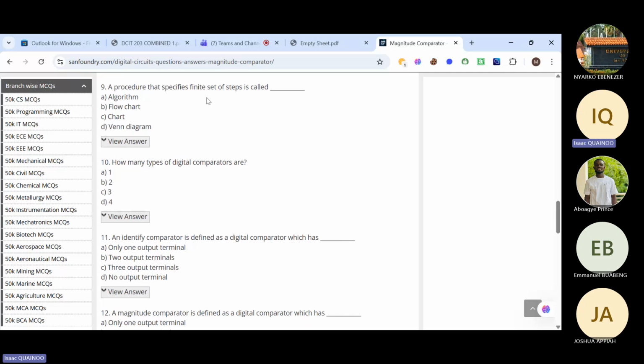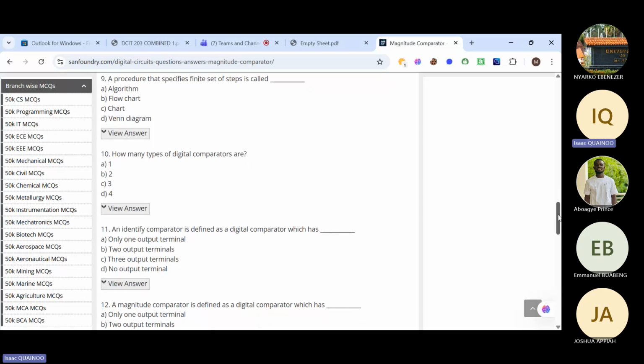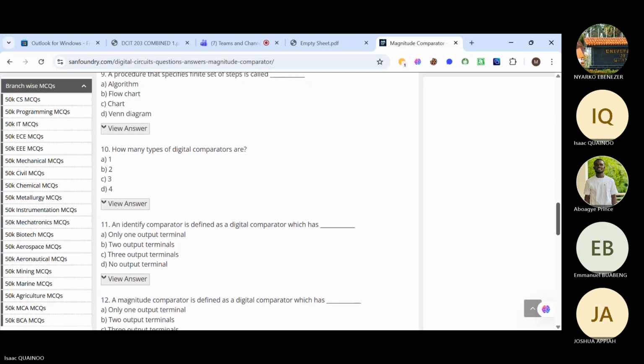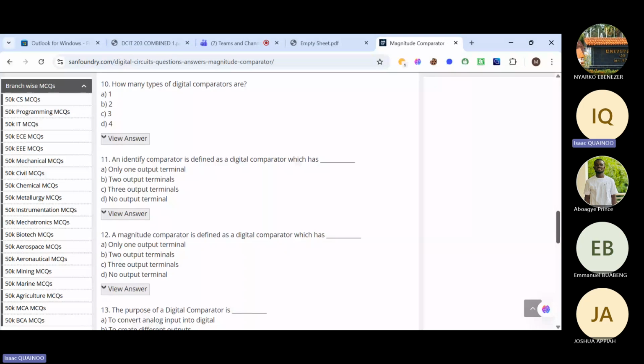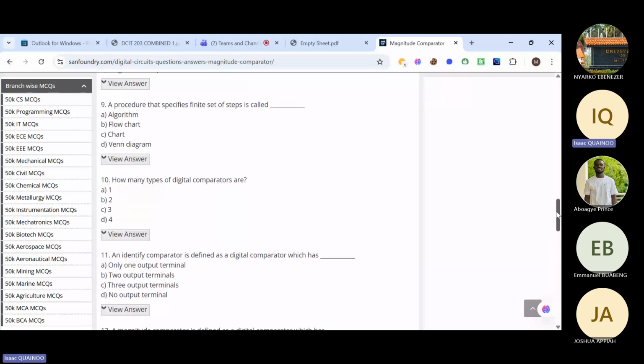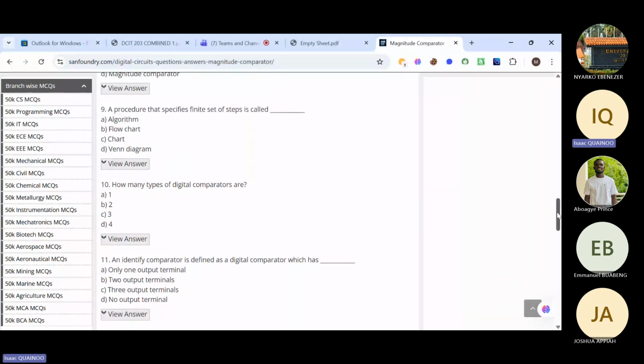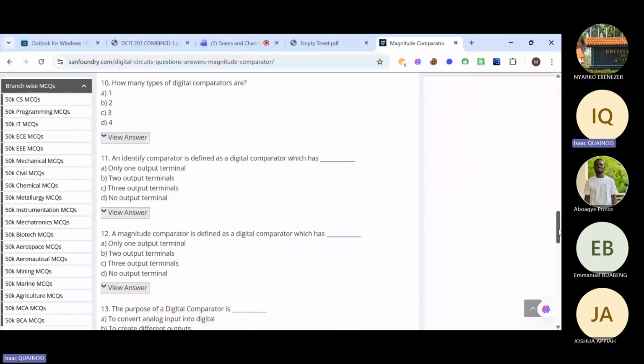So a procedure that, oh, this question I think doesn't fall within magnitude comparators. Let's skip. Okay. But then the answer is A, which is algorithm, because an algorithm is a procedure that specifies a finite set of steps. So let's go to question 10. How many types of digital comparators do we have?